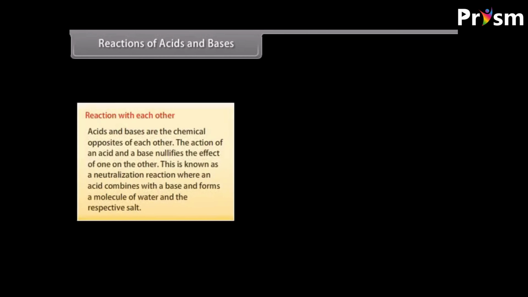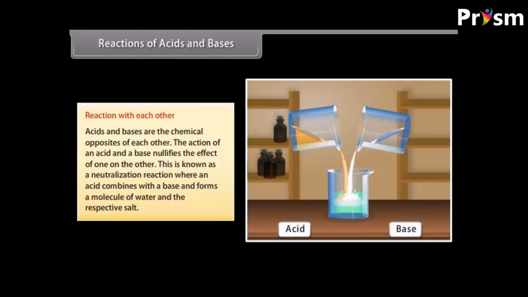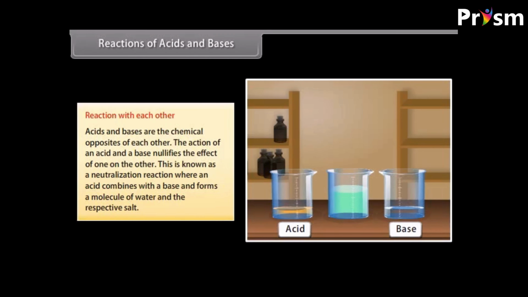Reaction with each other. Acids and bases are the chemical opposites of each other. The action of an acid and a base nullifies the effect of one on the other. This is known as neutralization reaction. In this reaction, an acid combines with a base and forms a molecule of water and the respective salt.